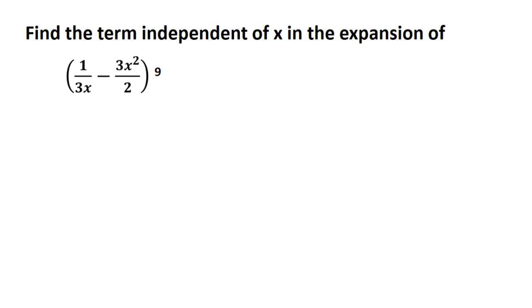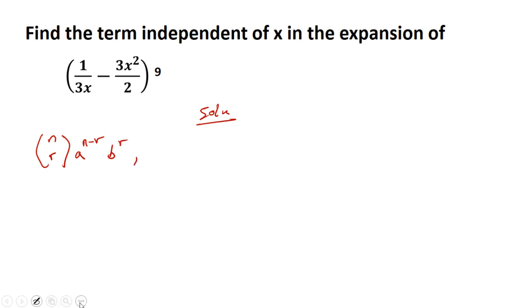Okay, so let's move on and look at finding the term independent of x. So I'm going to write solution there, finding the term independent of x. In this case, you can simply use the formula n combination r, then a to the power n minus r, and then multiply by b to the power r. This is the formula you're going to use.